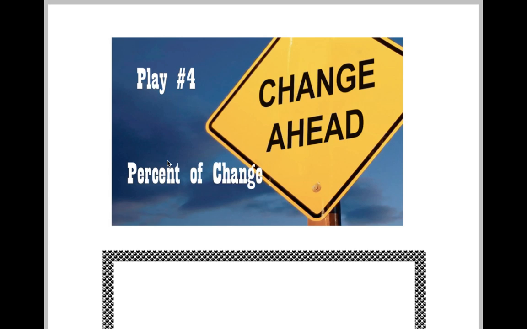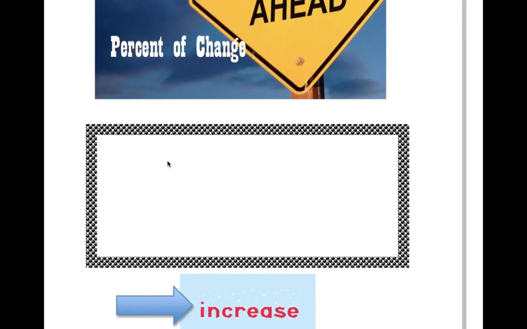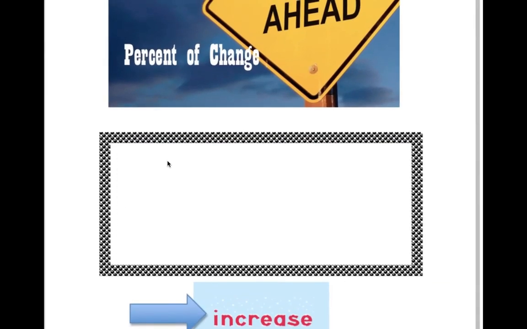So let me go ahead and write for you. Oops, I don't want to do that. That was a mess, wasn't it? Okay, let's write the definition of the percent of change.